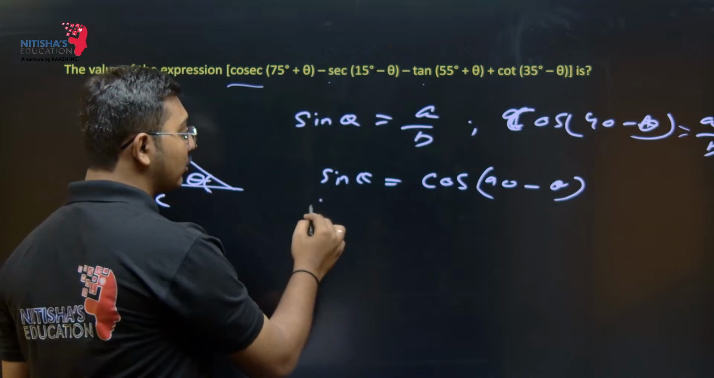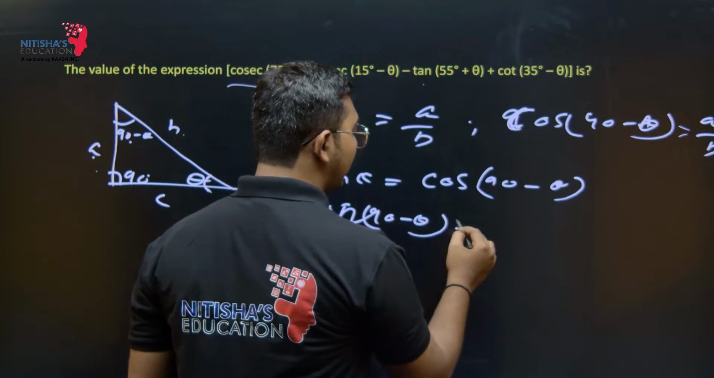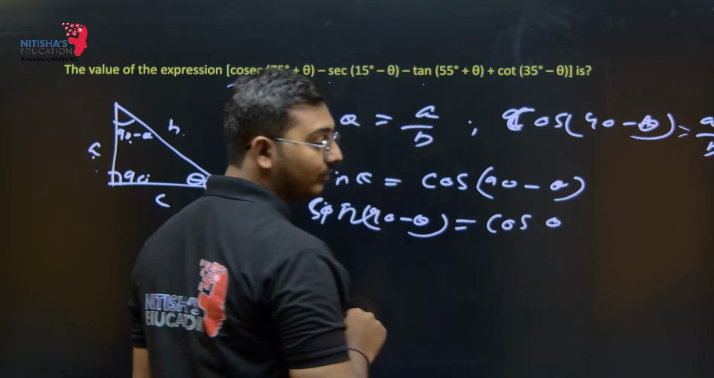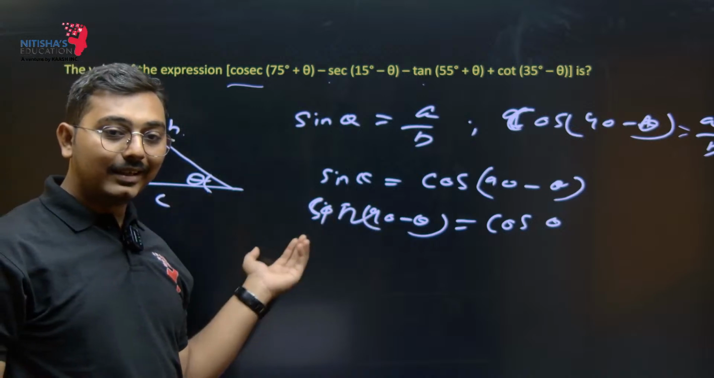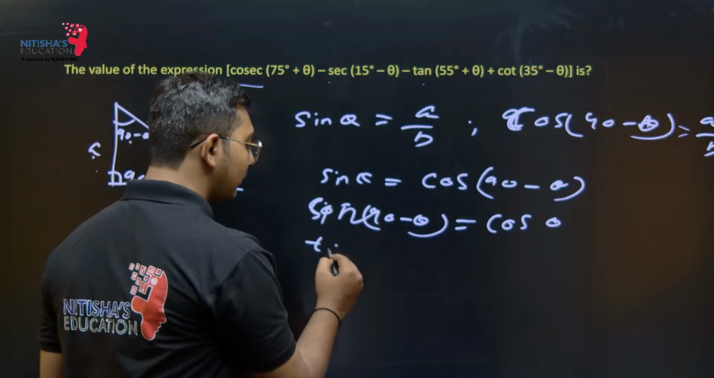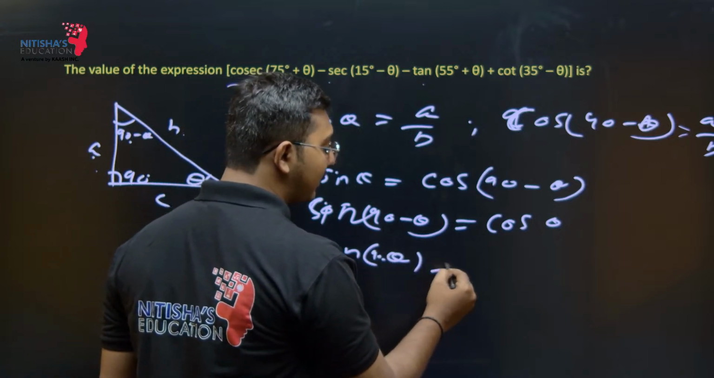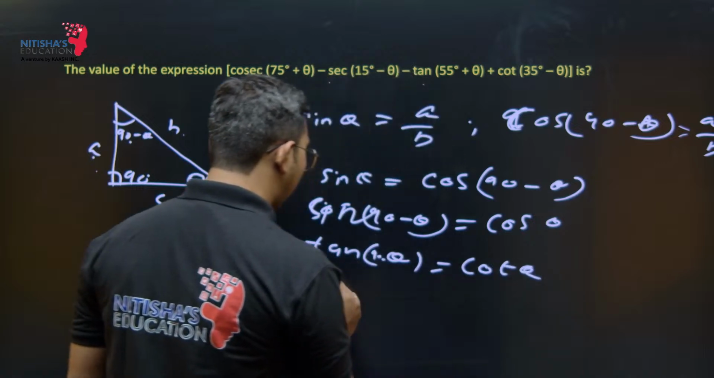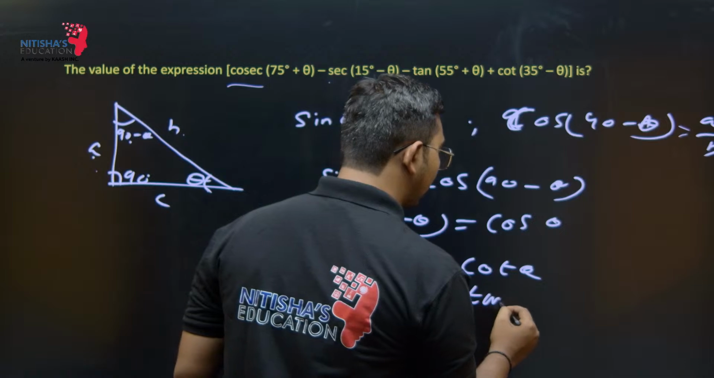Same goes for sin(90 minus theta) is equal to cos theta. So for this one, sin and cos are interlinked with one another. Tan(90 minus theta) is cot theta, and cot(90 minus theta) is equal to tan theta.